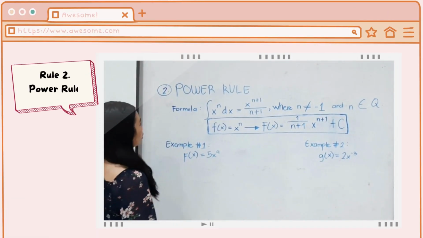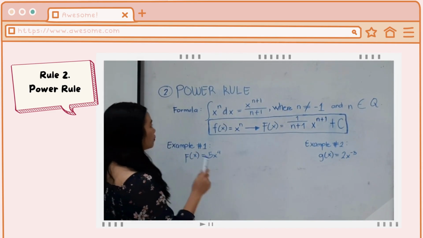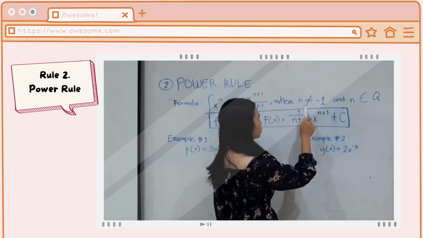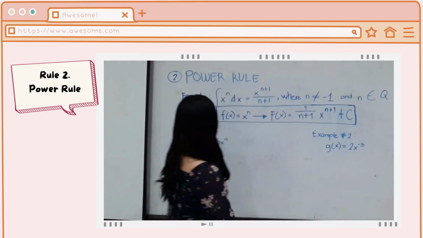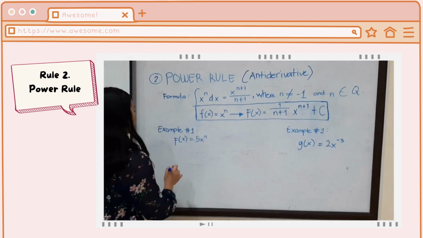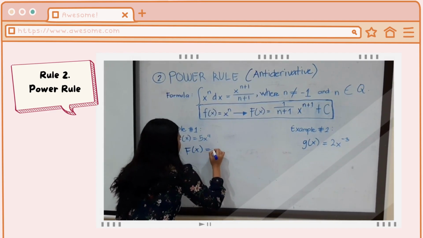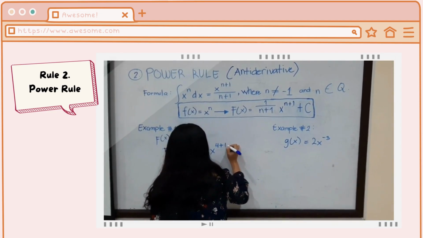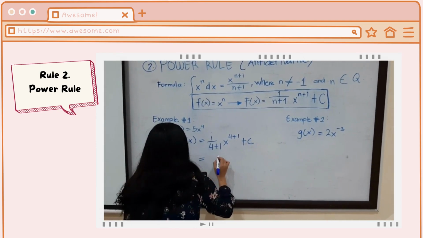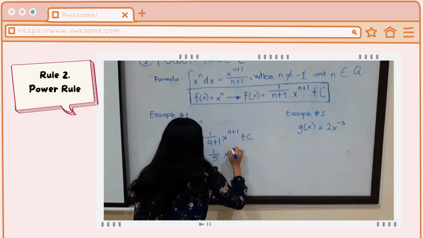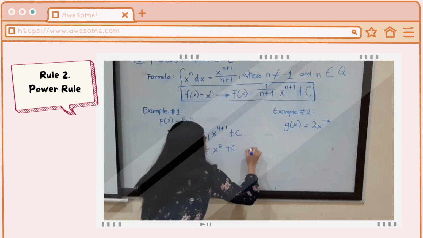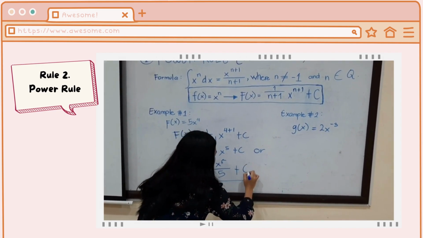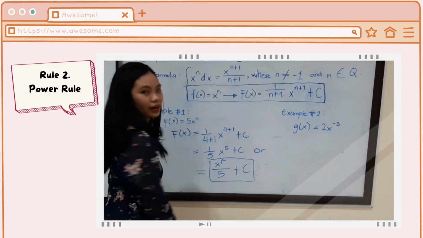Second rule is the power rule. The formula for the power rule is the integral of x to the power of n dx is equal to x raised to the power of n plus 1 over n plus 1, where n is not equal to negative 1 and n is an element of Q. Where f of x is equal to 5x raised to the power of 4, the integral is 5 times 1 over 4 plus 1 x raised to the power of 4 plus 1 plus c, which is equal to 1 over 5 x to the 5 plus c. There you have the final answer.